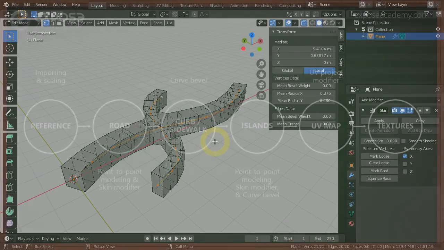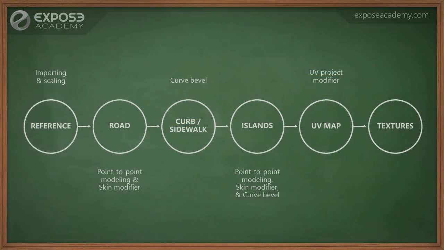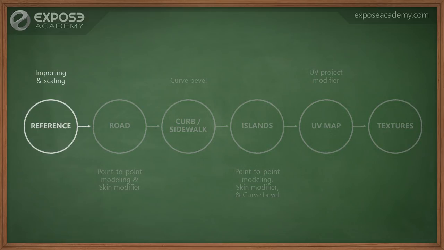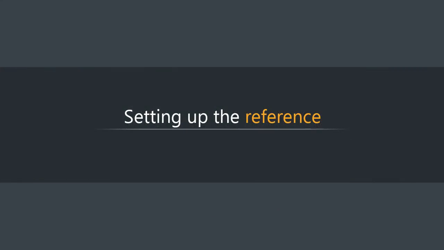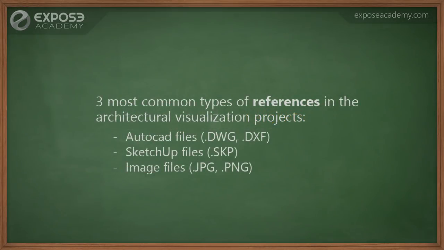Let's go back to our workflow and let's do an example project from start to finish, creating a road network. Let's start with the first process, which is setting up the reference. When you do architectural visualization projects, there are many different types of references that you may get from your clients. But the most common ones are these three.